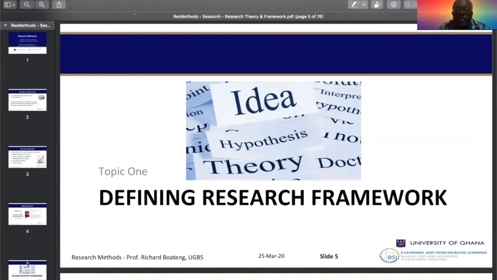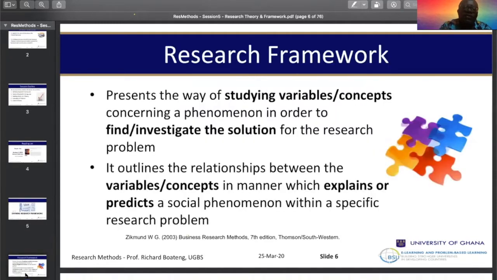Because without the research framework, the challenge is that you can ask so many questions. The research framework presents the way of studying variables and concepts concerning a phenomenon in order to investigate that particular phenomenon, or investigate a solution for that research problem. So what the research framework does is that it outlines the relationship between the variables and concepts in a manner which explains or predicts the social phenomenon within a specified research problem.